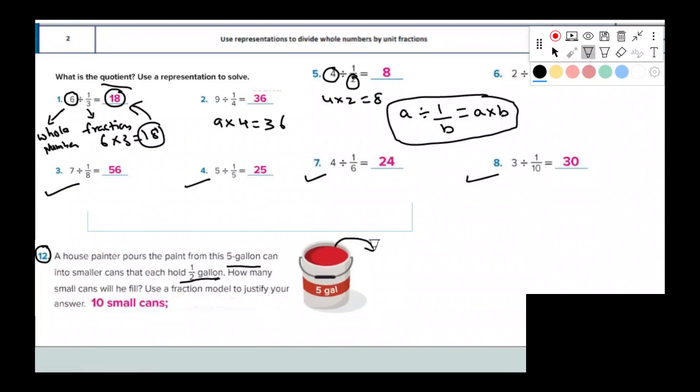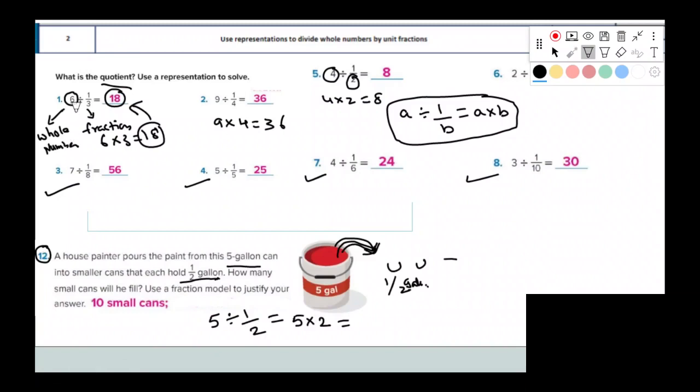Now this paint is poured into smaller cans. Now each smaller can holds how much? Half gallon. Okay, half gallon of the paint. So the question is, how many smaller cans are needed to empty this can? Okay, so it's very simple. You have to divide the 5 gallons by the unit fraction half. So 5 divided by 1/2 is nothing but 5 multiplied by 2.